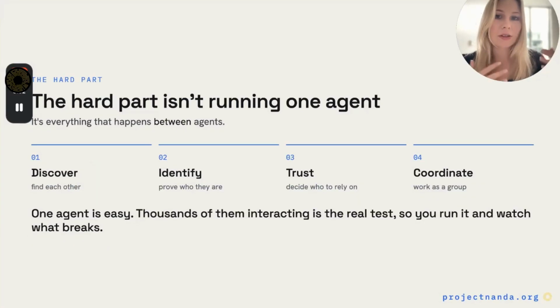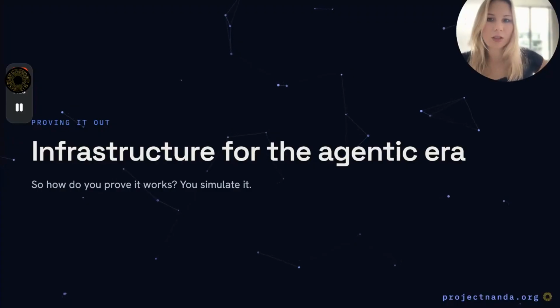So you can host an agent and list it on the index, but getting one agent online was always the easy part. The hard problems of the Agentic Web live between agents at scale. So how thousands of them discover each other, prove who they are, decide whom to trust, and coordinate with no central authority. So you can't just assume that protocols will hold up under the load, and you have to test and run them and watch when they break. So that's exactly where NANDA Town comes in.